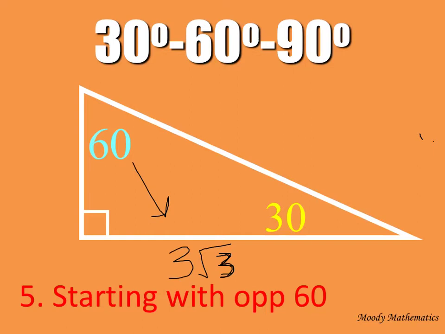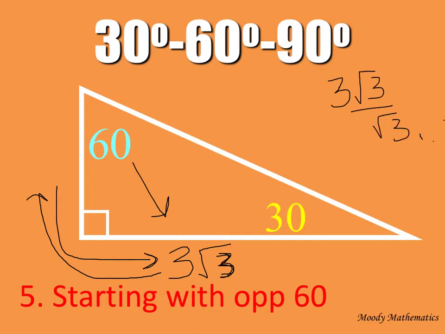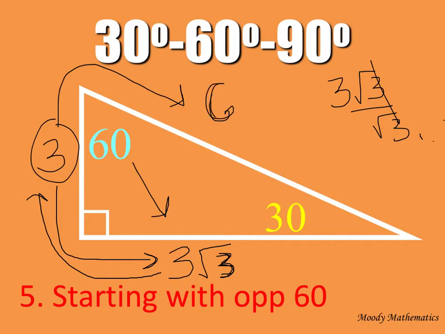And remember when we went from the smallest side to the bigger leg, we had to multiply by root 3. So to go from the bigger leg to the smaller side, we need to divide by root 3. So it's really 3 root 3 divided by root 3, and the root 3's cancel out, not the 3's, so you get 3. And then we go back to the easy step and clap. 3 times 2 is 6. Okay? And we'll get to more complicated ones later on.